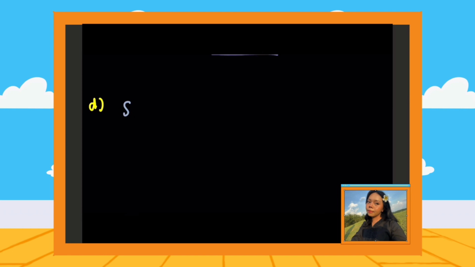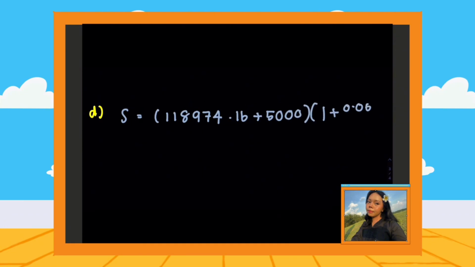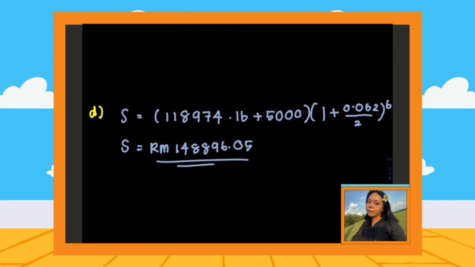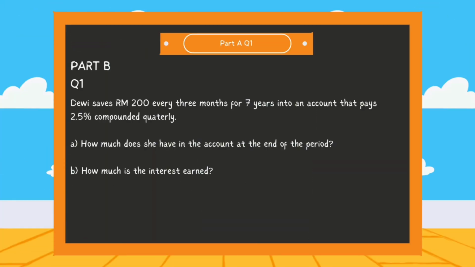For question D, we are solving for S, but he adds another 5,000 three years after the initial investment. We need to add the previous S in scheme B with 5,000. The I is still the same, which is 0.062 over 2, but the N is 6. Why? Because we multiply 3 with 2 and we get 6. So the final answer for D is 148,896.05 ringgit.